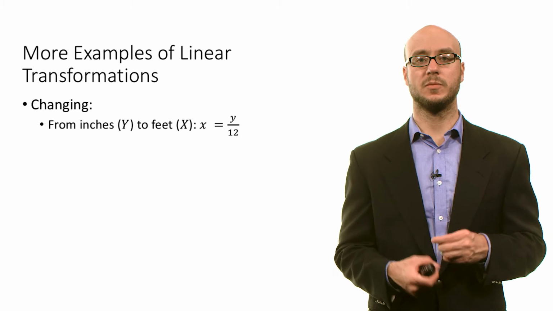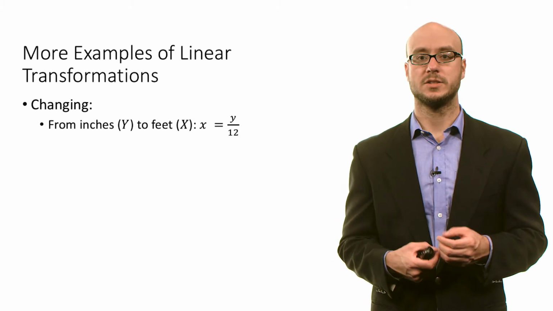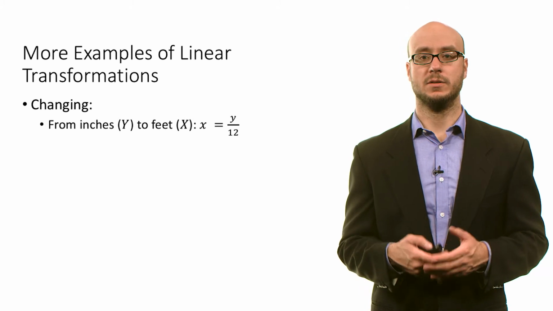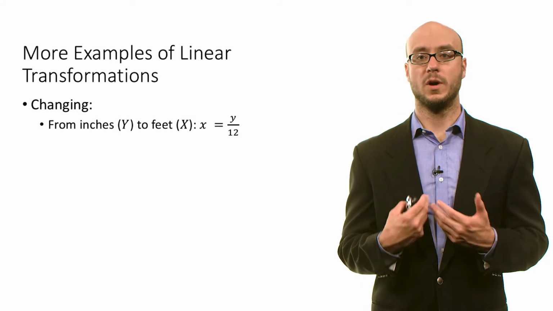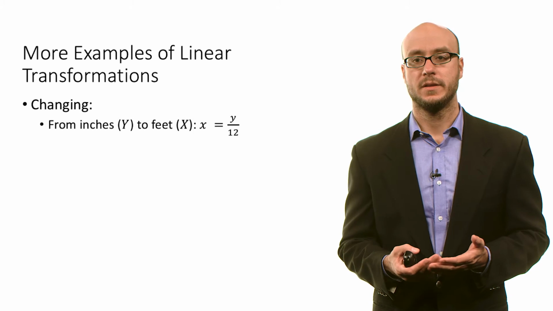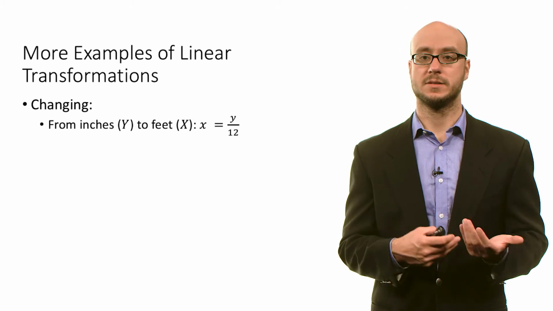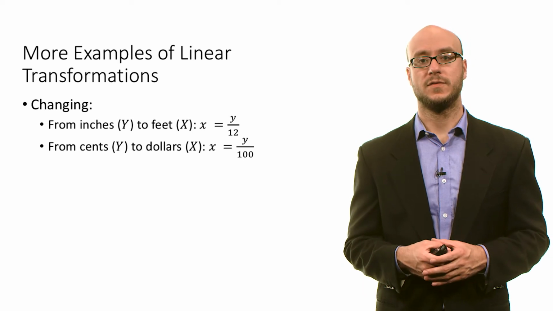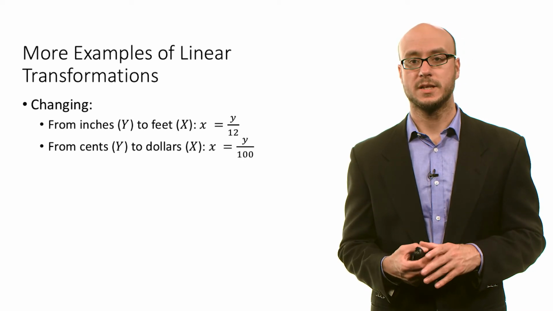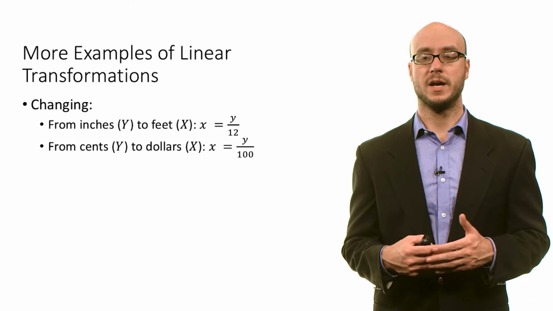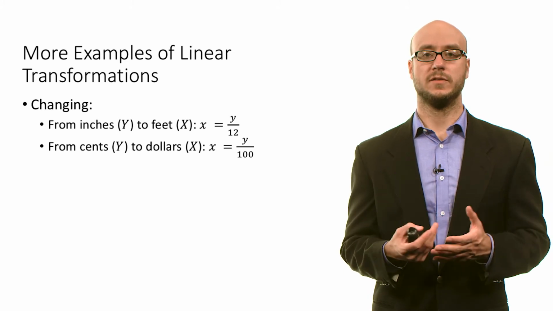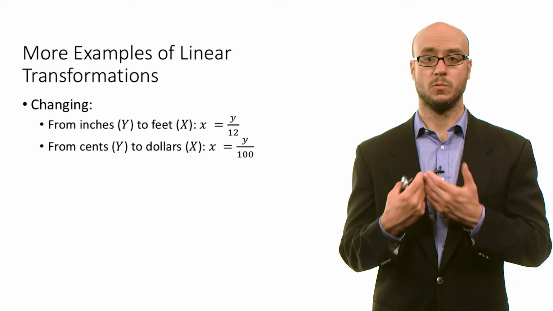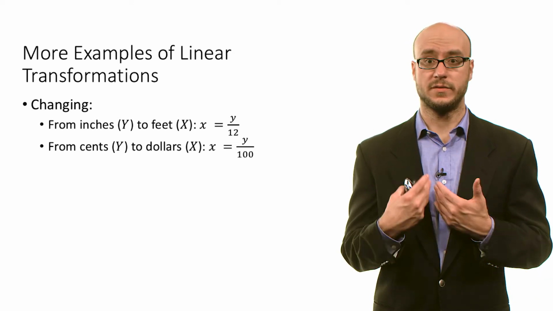So suppose we want to go from inches to feet. Okay, so you can just divide y by 12. Okay, so in this case, if you have 1 inch, if y equals 1, then 1 over 12 will give you the feet. Okay, 1 inch is 1/12 of a foot. If you want to go from cents to dollars, you use y divided by 100. So for example, if y equals 1, 1 divided by 100, that is 1/100th of a dollar. That's the definition of a cent.